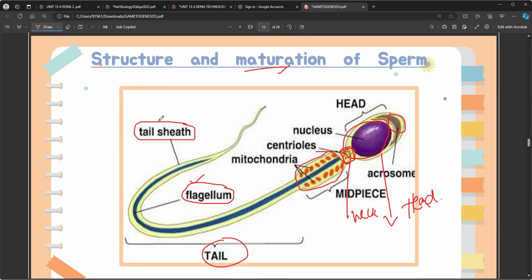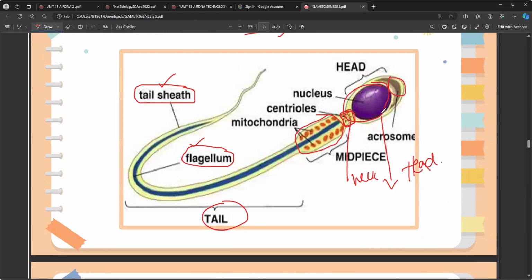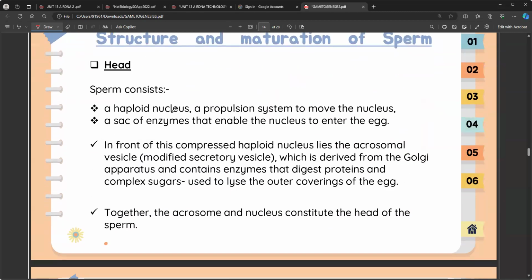It contains the flagellum as well as the tail sheath. This is a simple structure of a sperm. Now let's try to understand every part elaborately. The first one is the head. What I told you very clearly: the head contains a haploid nucleus and a propulsion system.